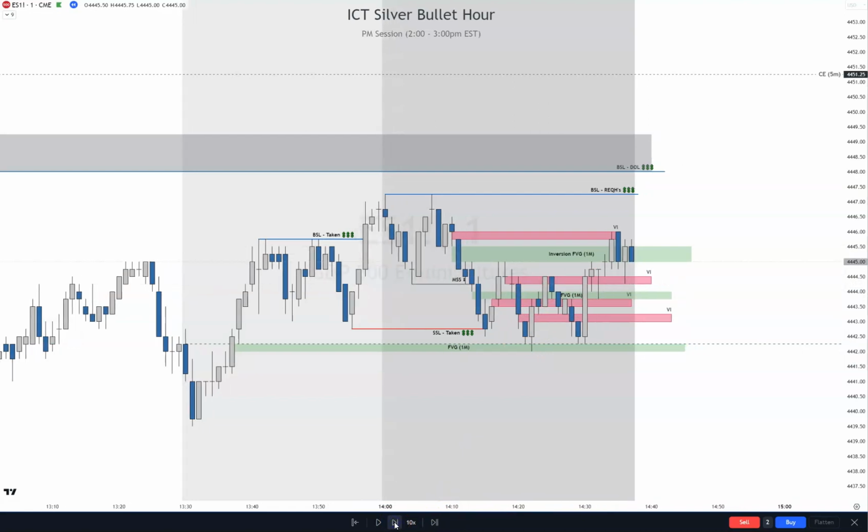Respecting that fair value gap, which is good. Came down to this volume imbalance. It's good. That's being respected there as well. I just want to see movement here. I want to break through this volume imbalance and then come back down. Ideally, that's what I want to do.